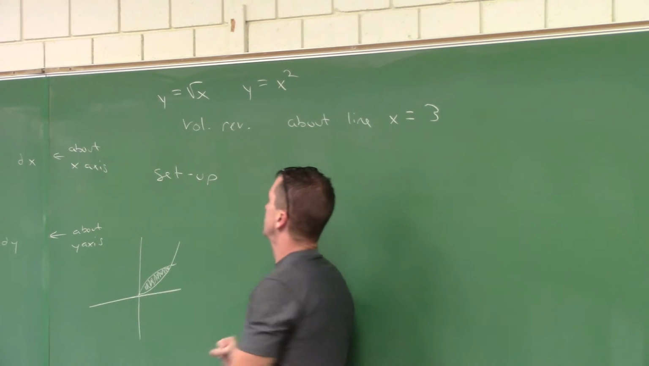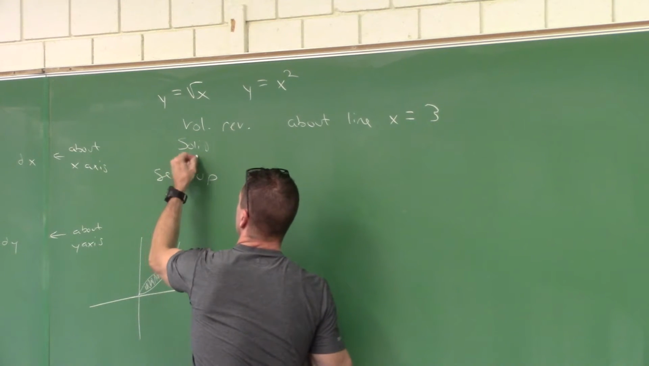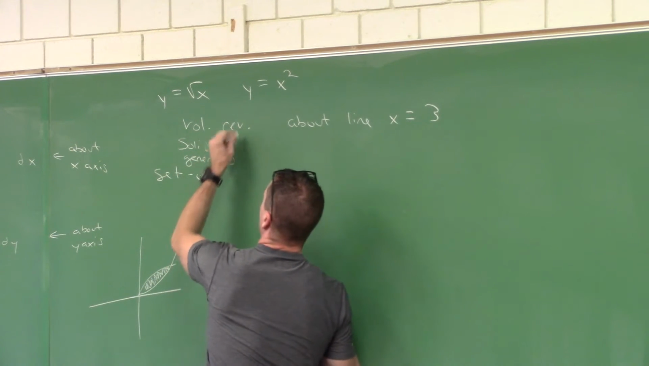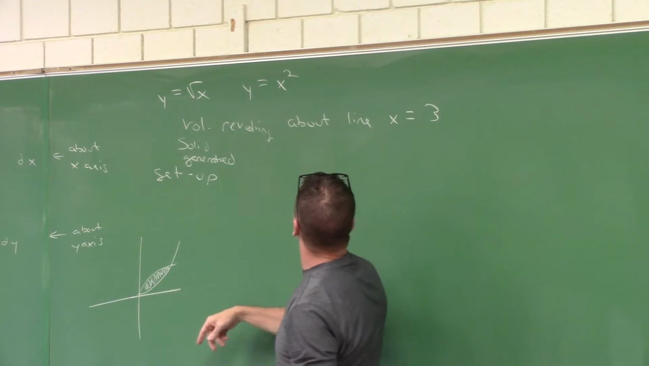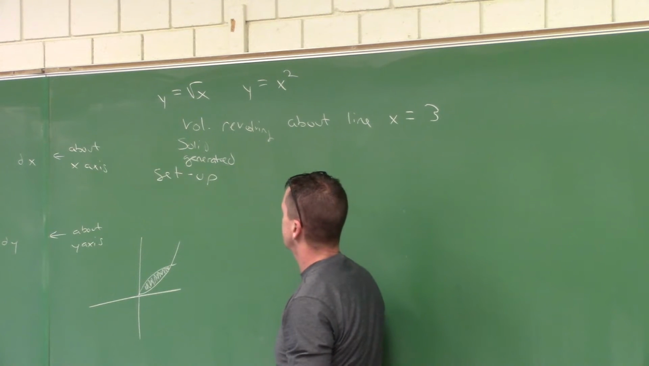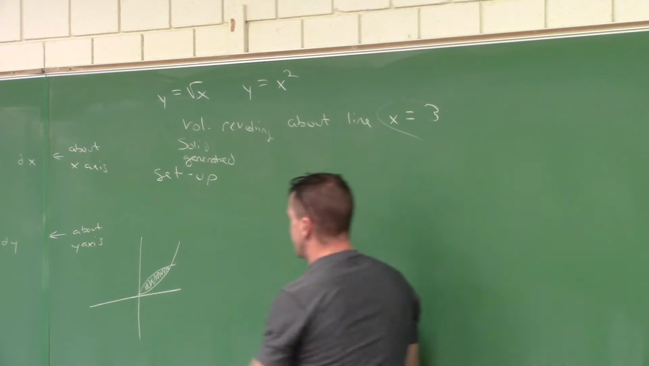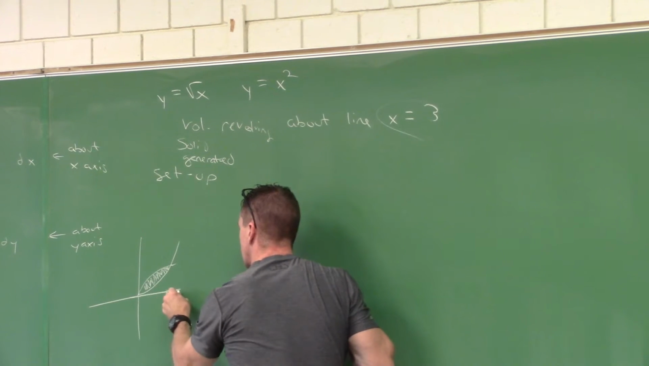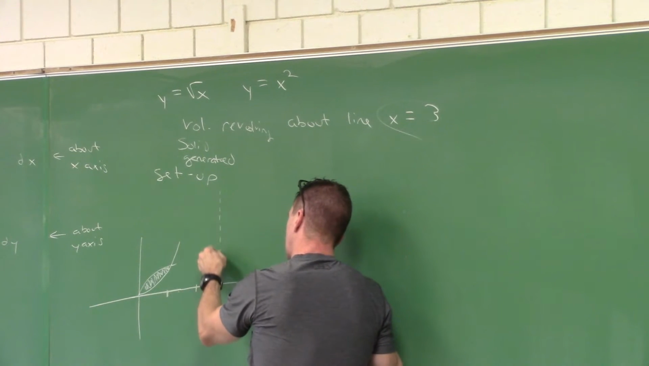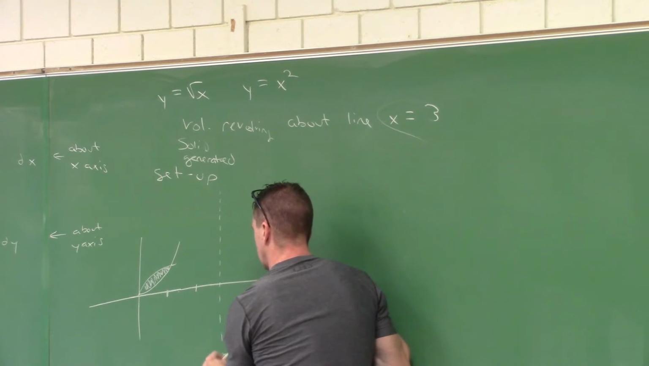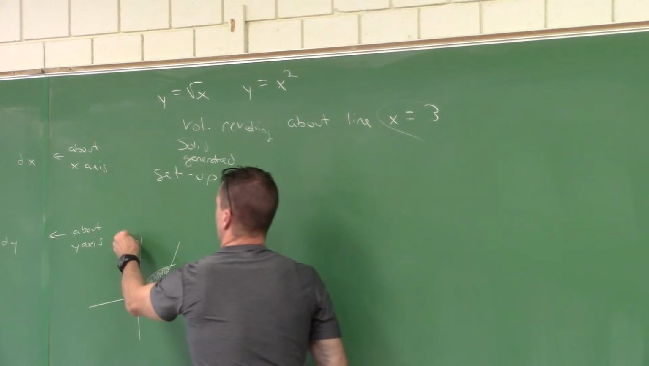Find the volume of the solid that's generated by revolving this region about the line. Oh, and I wrote x equals 3. That would be, let's see, somewhere over here, right? x equals 3. x-axis, y-axis.